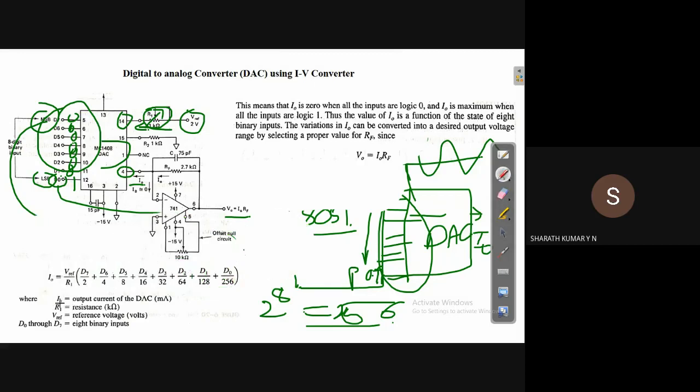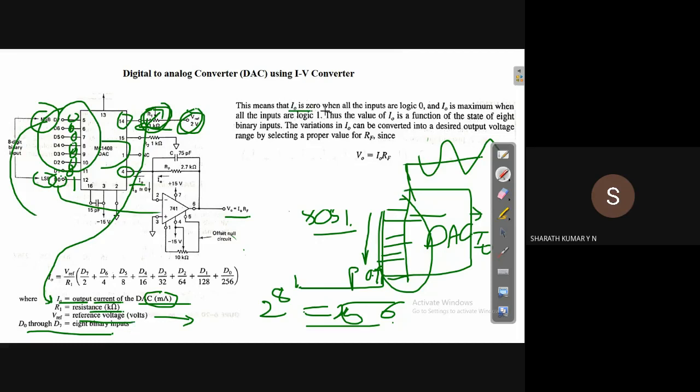The current I0 is the output current from the DAC device. It is in terms of milliamperes. R1 is the resistance which is in series with the V reference source. V reference, for example, is 2 volts. V reference is the reference voltage. It can vary from anywhere from 2 volts to 5 volts. D0 to D7 are the 8-bit binary inputs.